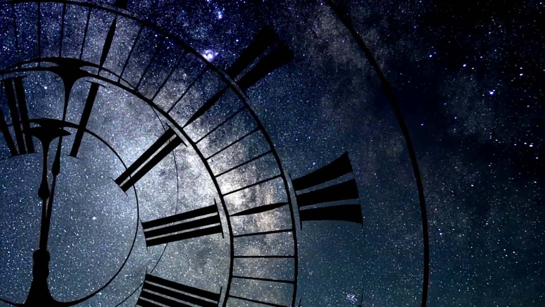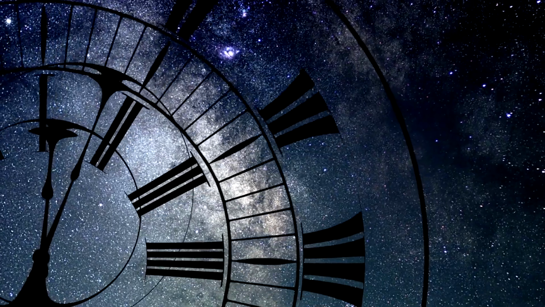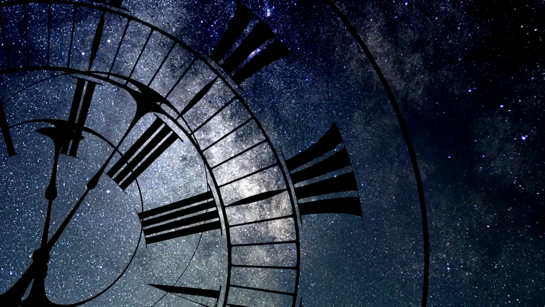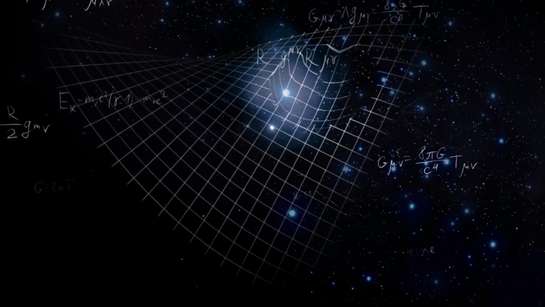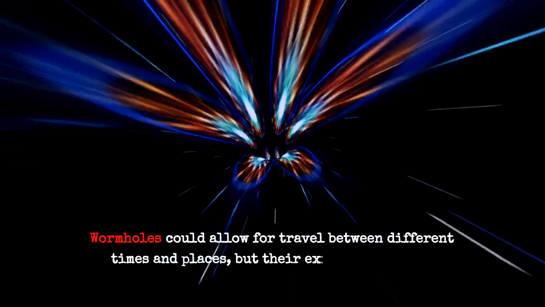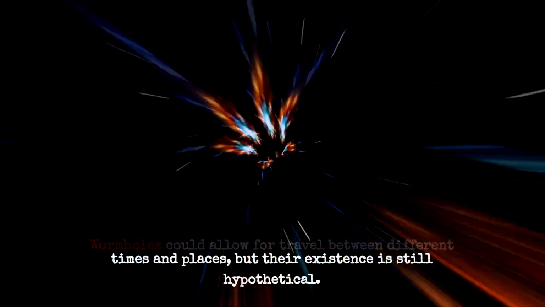Einstein's theory of general relativity suggests that gravity is the result of the warping of space and time by mass and energy. It implies that the structure of spacetime is flexible and can be deformed by massive objects. A theoretical consequence of Einstein's equations is the existence of wormholes, which are bridges or shortcuts through spacetime, potentially connecting distant points in space and time. Wormholes could allow for travel between different times and places, but their existence is still hypothetical.